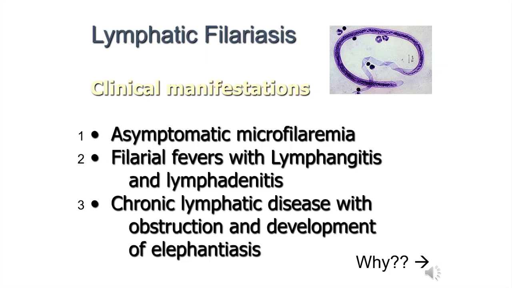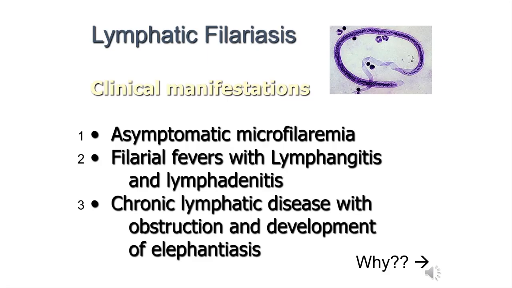In endemic areas, most of the people would have asymptomatic microfilaremia, which means that they would have the infection, but without showing much of symptoms. No fever or low-grade fever occasionally, and no edema and no elephantiasis, of course. Then a smaller portion would have filarial fevers and lymphedema and lymphangitis and lymphadenitis, inflammation of the lymph channels and lymph nodes, and a very smaller minority actually which will produce chronic lymphatic disease with obstruction and development of elephantiasis.